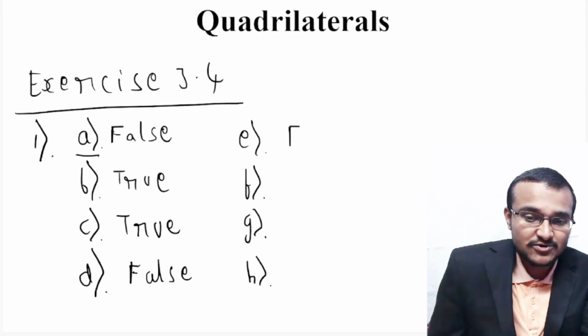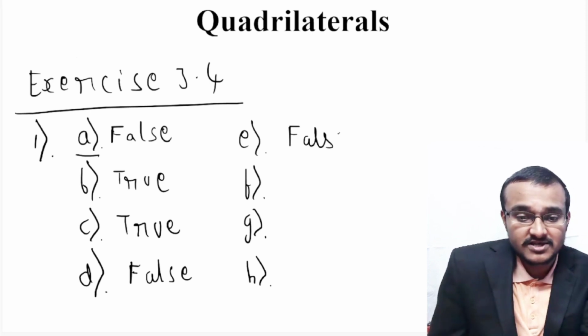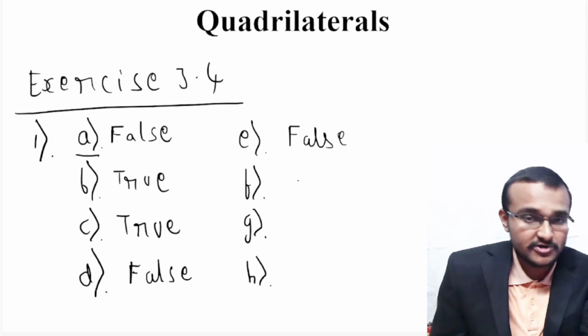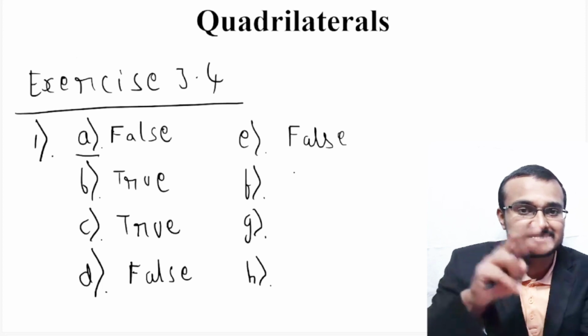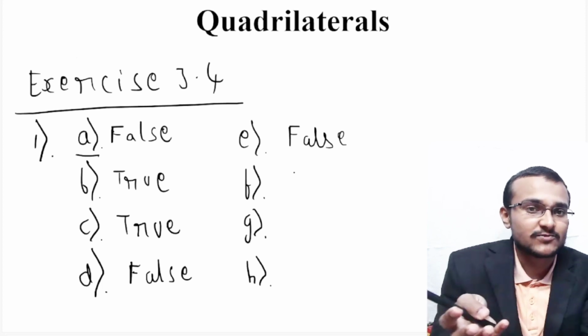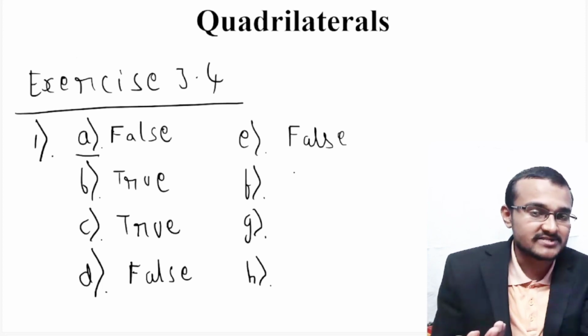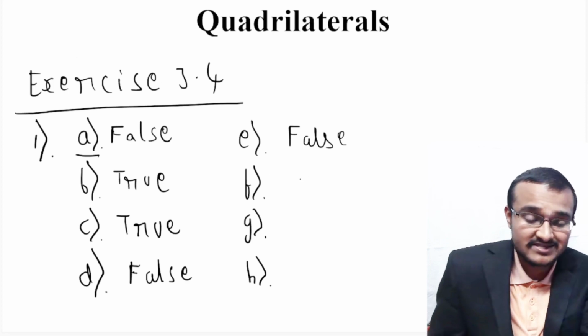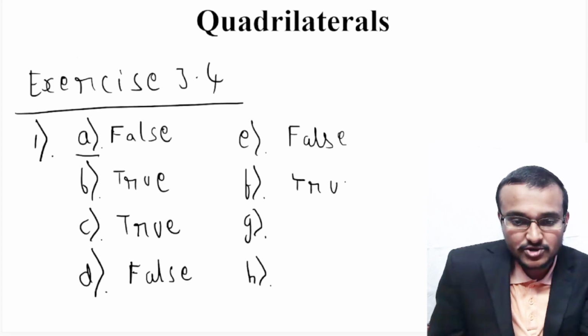So for this E question, the answer is false. Coming to F question, they have given all rhombuses are kites. Sometimes all rhombuses can be kites, because adjacent sides in a rhombus are equal. In fact, all sides in a rhombus are actually equal. So a rhombus can be one of the kites. So the answer for this F question is actually true.